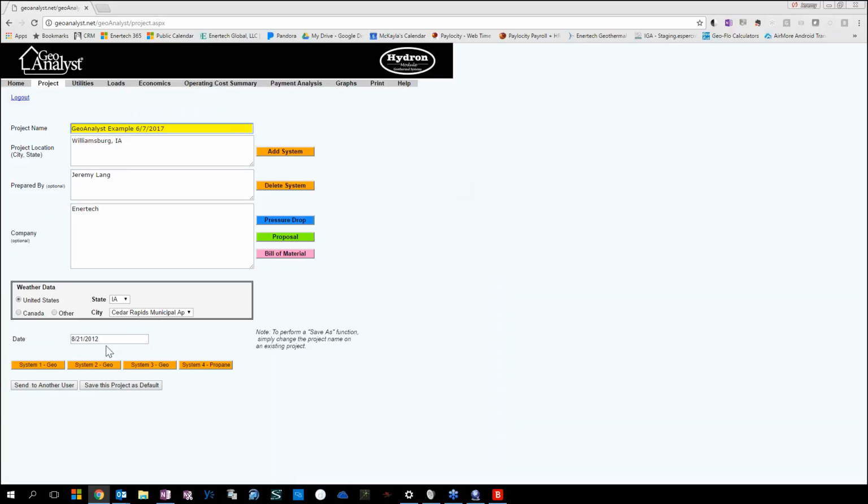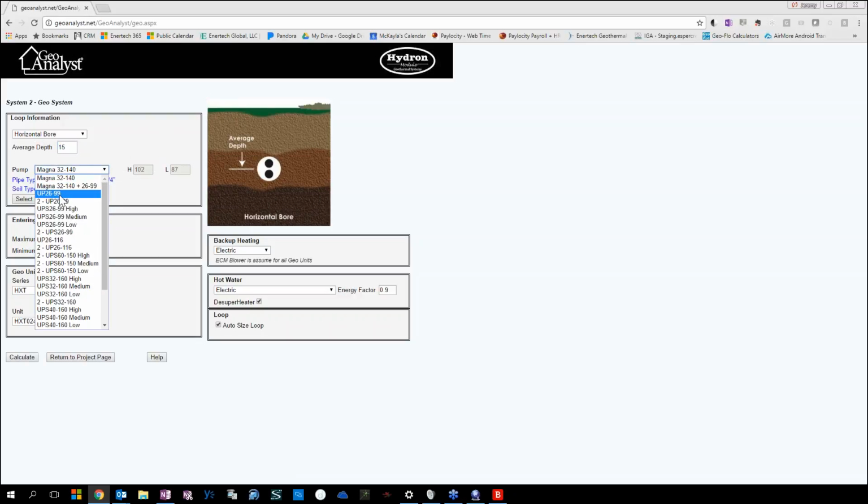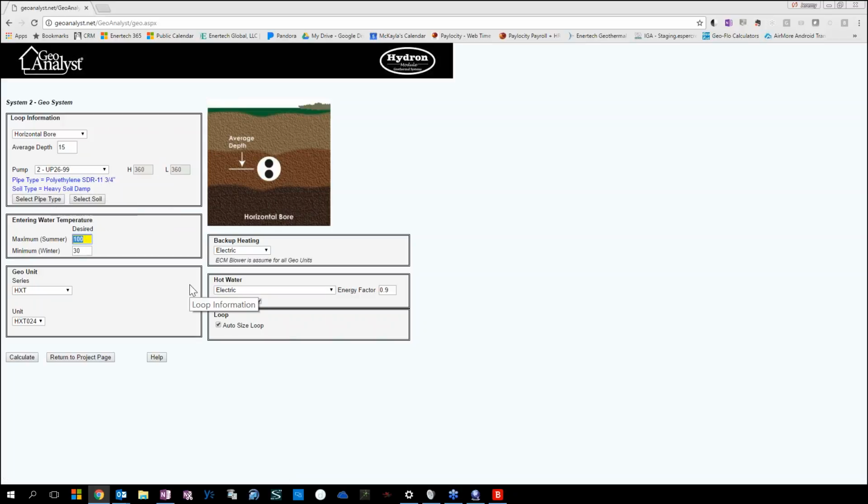And I'm going to look at a 5-ton system. What will a 5-ton system do for this house? Now we're going to pick all the same numbers. Horizontal bore, it's going to be 15 feet deep. My pumps are 2 UP20 699s. My pipe is 3/4 inch SDR11. I'm in heavy damp soil. My maximum temperature, 85. My minimum temperature, 25. I'm going to pick an HYT unit, and this is going to be an HYT 060.